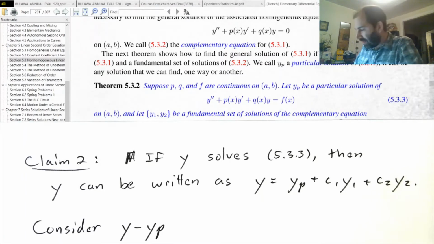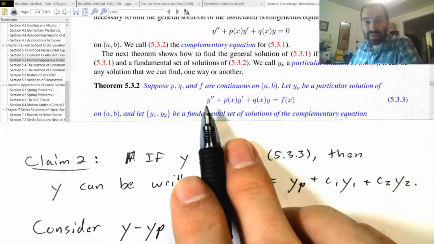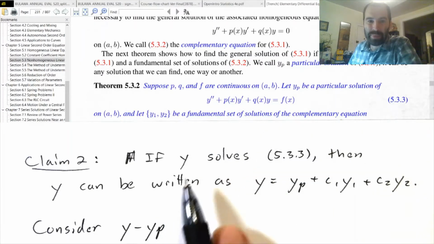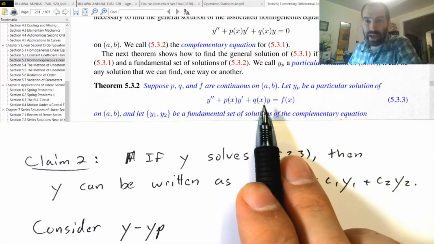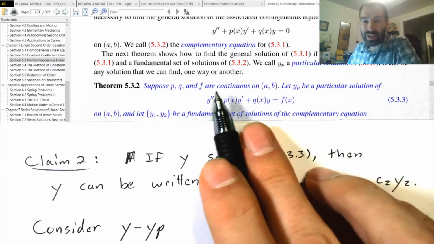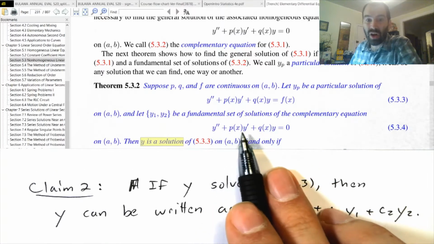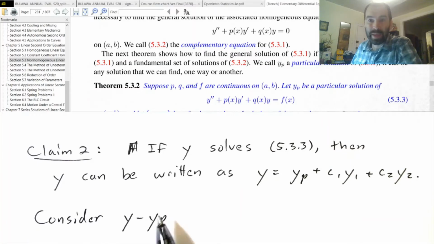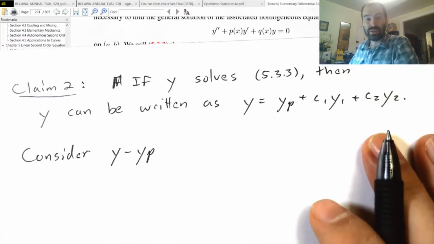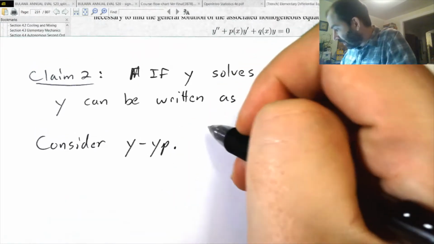Did you get it? When you plug this in, if you go ahead and compute its derivatives and plug it in, you get not f, you get 0. It makes sense because y solves this, so it's going to give me f, and yp solves it, it gives me f. And because this is linear, I end up with f minus f, and I get 0. So this guy actually solves the complementary equation. There's a little bit of work here. You should work it out on your own.